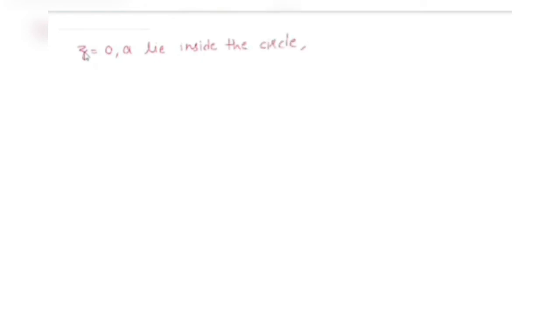Why? Because it is given in the question that |a| is less than 1 and our circle is the unit circle. So the radius will be 1. We'll find the residues of the given function at z = a and z = 0. We are getting a simple pole at z = a, so first we find the residue of the function at z = a.